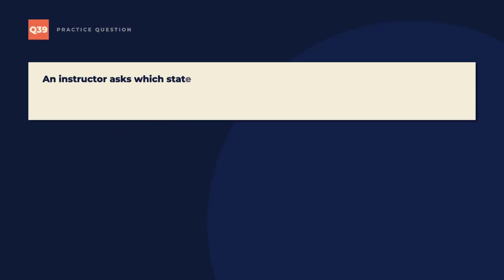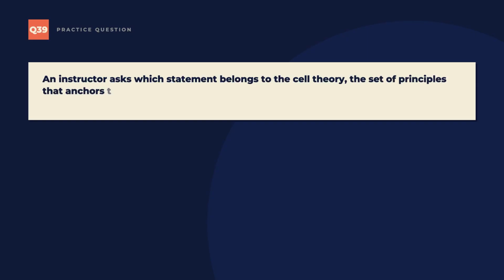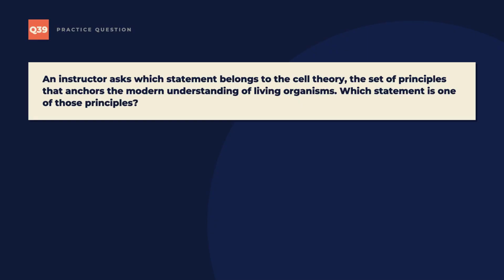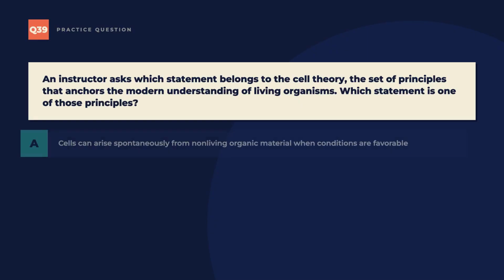Question 39. An instructor asks which statement belongs to the cell theory. The set of principles that anchors the modern understanding of living organisms. Which statement is one of those principles? Your options are: A. Cells can arise spontaneously from non-living organic material when conditions are favorable.